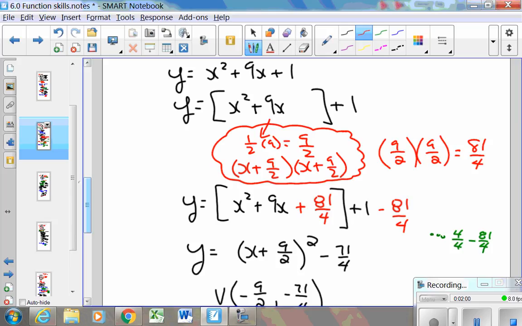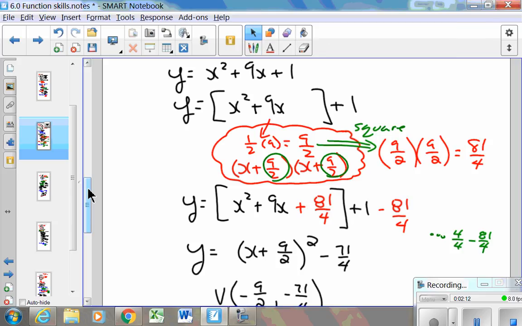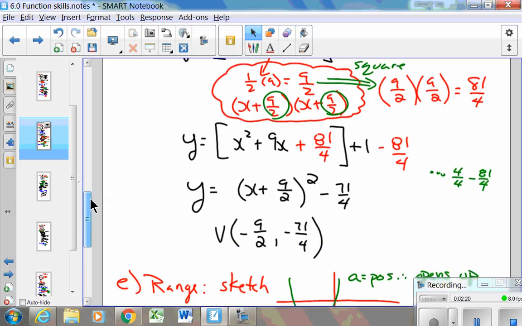And it's either because you're seeing that it's 9 halves times 9 halves in the factors, or just the fact that whatever number you get, we just square it. But somehow there's some information or some connection to half of the b value and the factors, or squaring that number. And that's why it's 81 quarters.